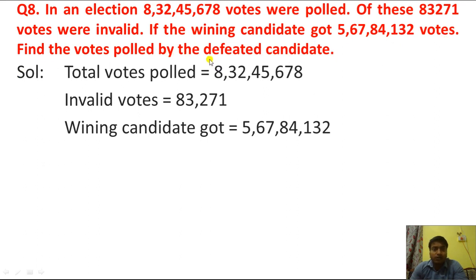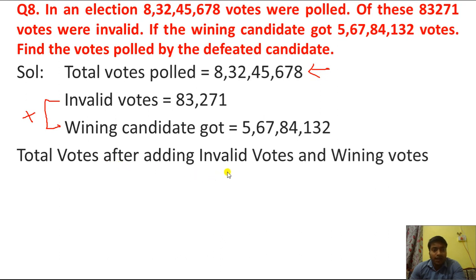So we have to find out the total votes polled by defeated candidates. Okay, so here you can see the solution. Total votes polled is given here, then invalid votes, then winning candidate votes. So what we have to do for finding total votes polled by defeated candidates, we have to add the invalid votes and winning candidate votes. Okay, then we have to subtract from total votes polled. Clear?